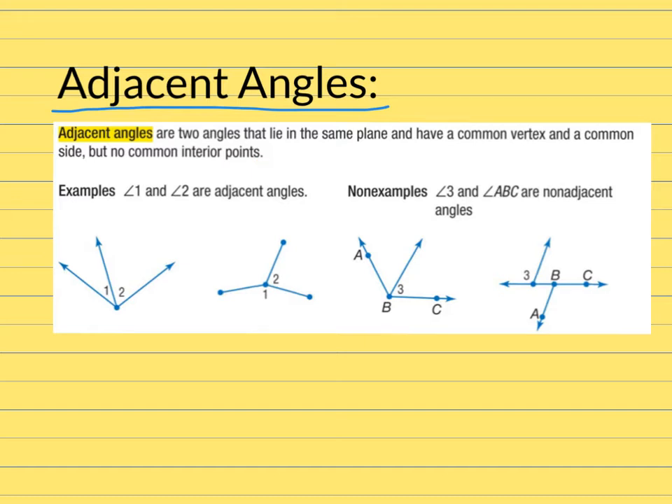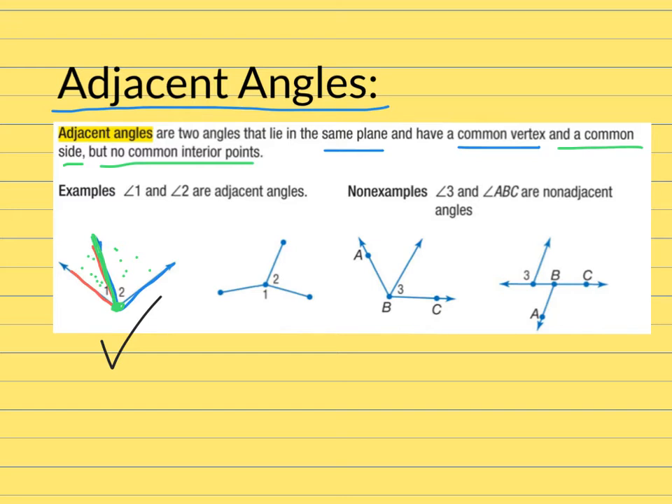So let me explain what that means. We have angle 1, and it's right here. And we also have angle 2 right here. They lie in the same plane. They have a common vertex and a common side, but no interior points. What that means is all the points on the interior of angle 1 are different than all the points in the interior of angle 2. So we do have adjacent angles here.